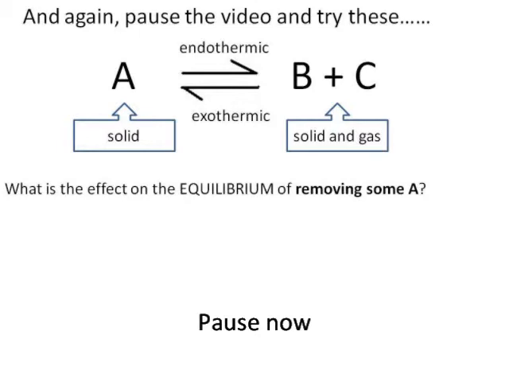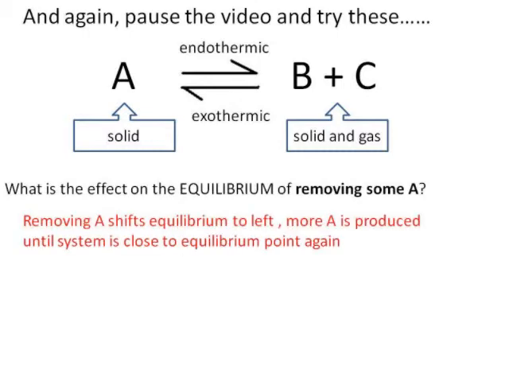Okay, as explained, removing any material from a balanced equilibrium state means the equilibrium will shift to try and negate what has happened. So if you remove A, the equilibrium will shift to the left to produce more A until the equilibrium system is about at roughly the same balance point again.